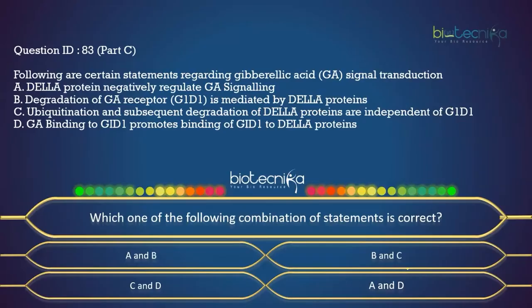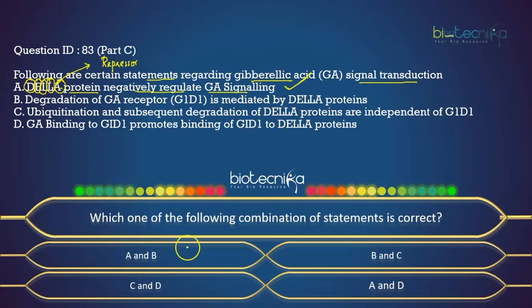Okay. So the next one is part C question, which is from plant hormones. Easy question. So following are certain statements regarding the gibberellic acid signaling pathway. DELLA proteins, which is a repressor. Remember, DELLA protein is a repressor. DELLA means D is going to be aspartate, glutamate, leucine and alanine, which has these amino acids at the N terminal, and they have a GRAS domain in the C terminal. So negatively regulate GA signaling. Yes, when there is a repressor, definitely it will not allow any kind of signaling. So this statement goes correct.